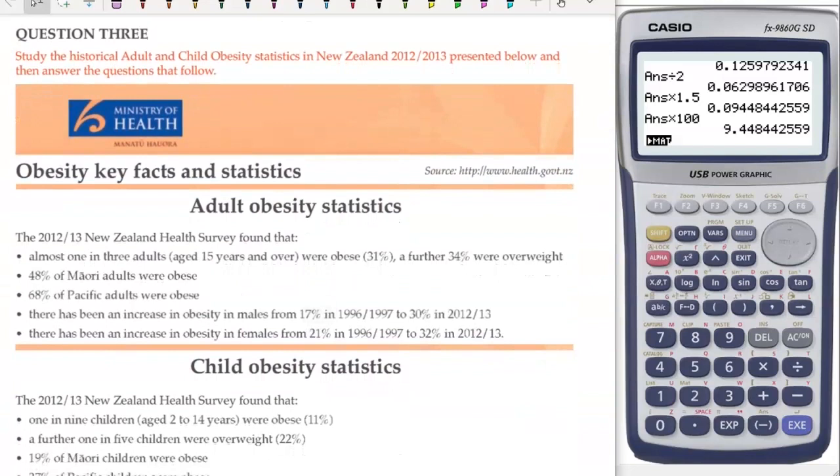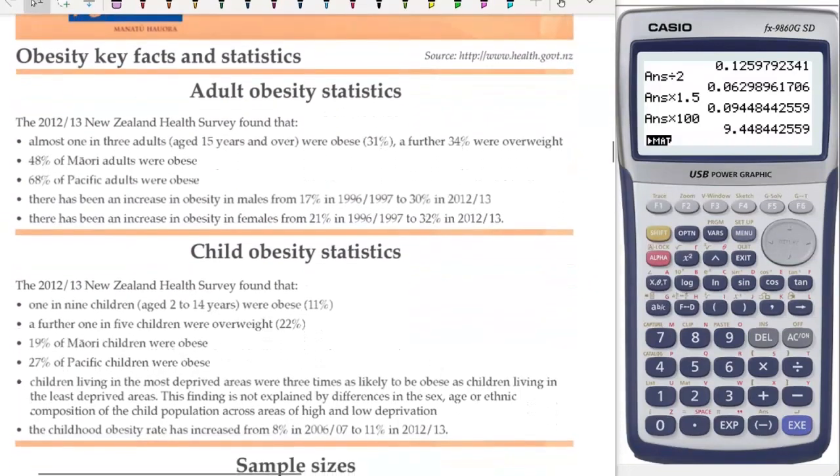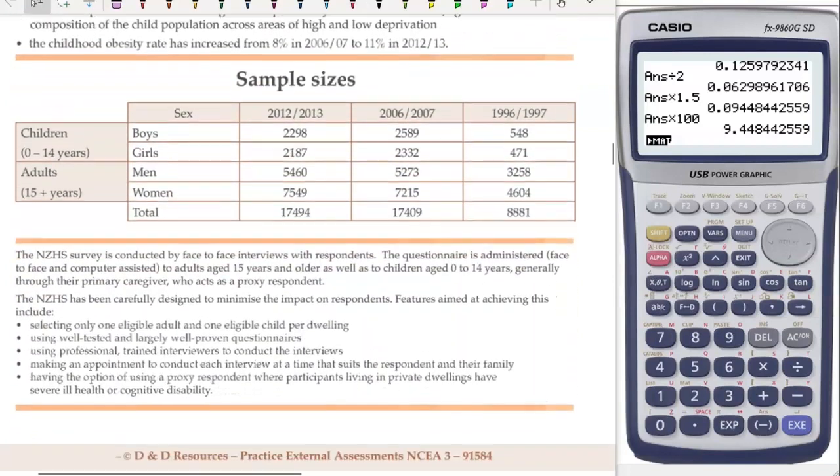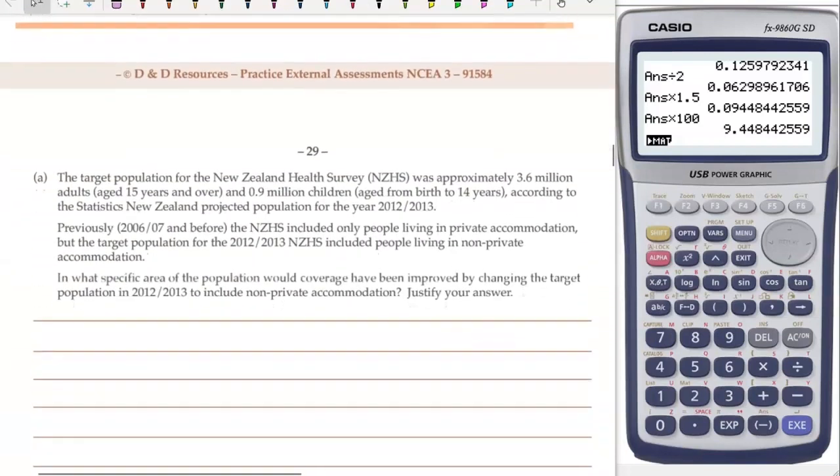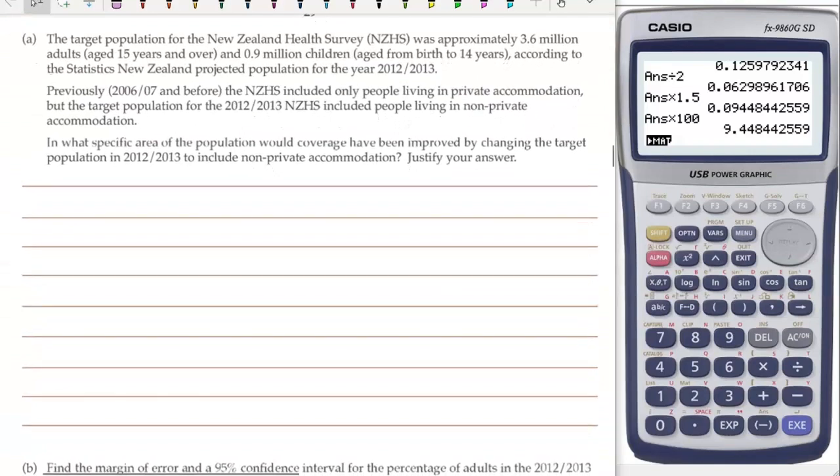Okay, on to question 3. Again, I am assuming that you have read the article, taken in the information, and we will go to the questions.